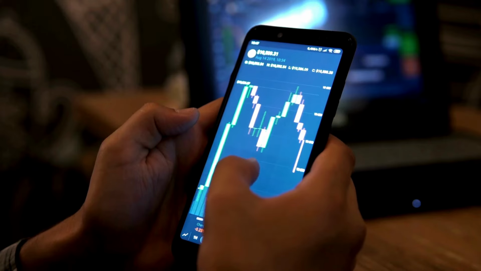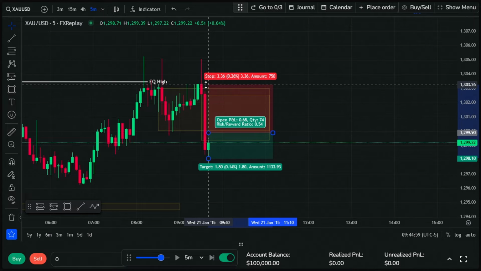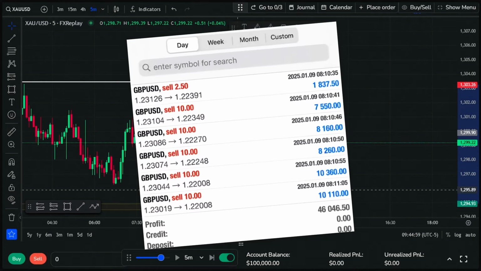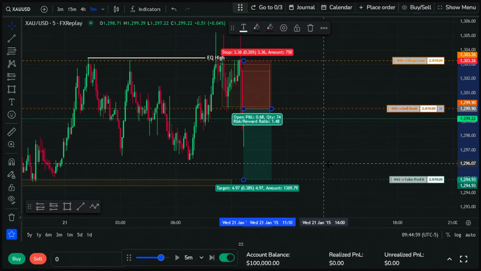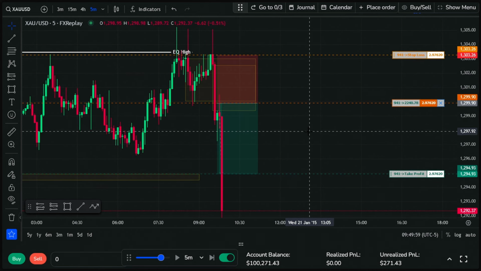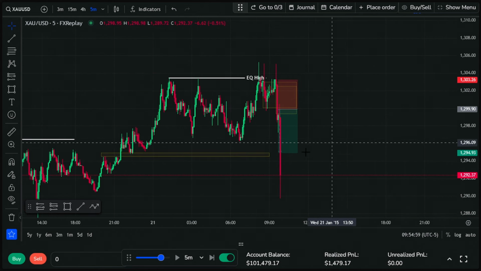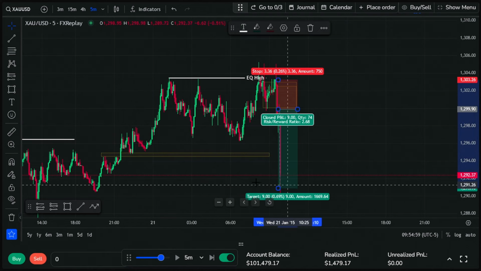What if I told you there's a trading strategy so powerful, it feels like having a cheat code for the markets? A strategy that's helped me consistently find high probability setups year after year. Sounds too good to be true? Stick around, because today I'm breaking down the ICT unicorn model, a game changer for traders who want to stack the odds in their favor.